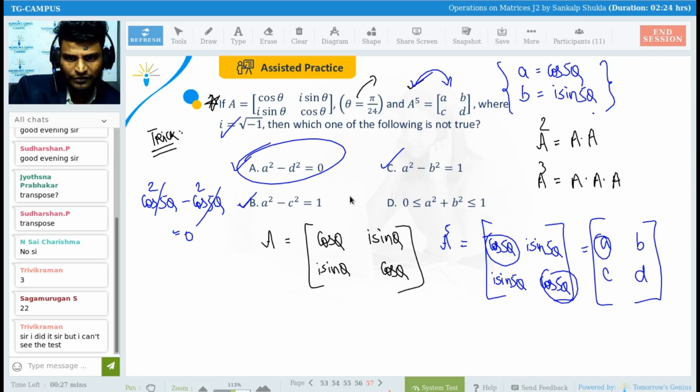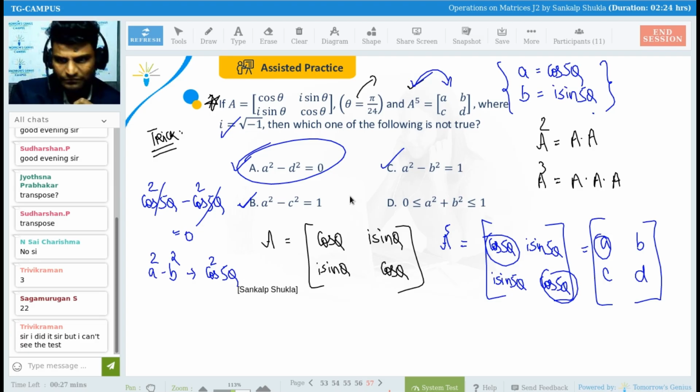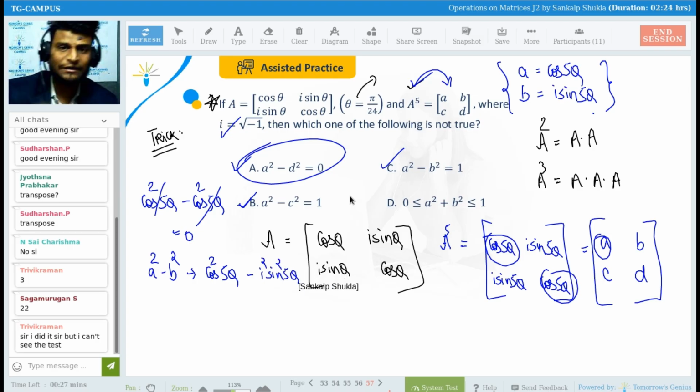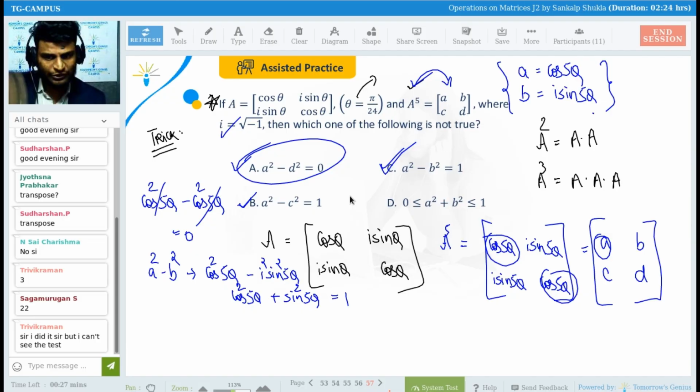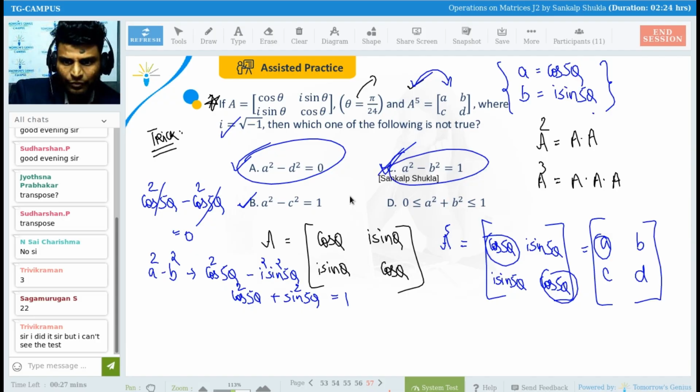Yes? Now I will find A square minus B square. So A square minus B square is what? That is cos square 5 theta minus i square sin square 5 theta. Now I know that minus i square is plus 1. So it will be cos square 5 theta plus sin square 5 theta, that is equal to 1. So this statement is also true. A square minus B square is equal to 1. So both the statements are true.